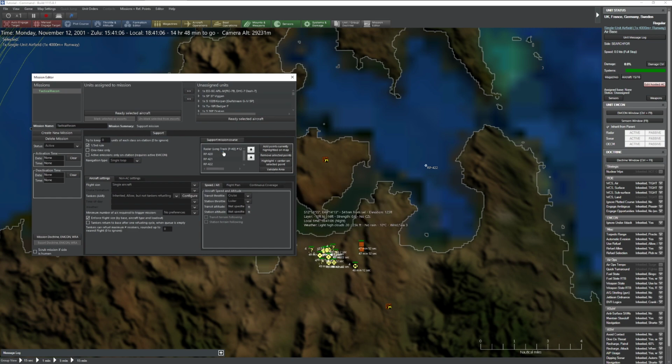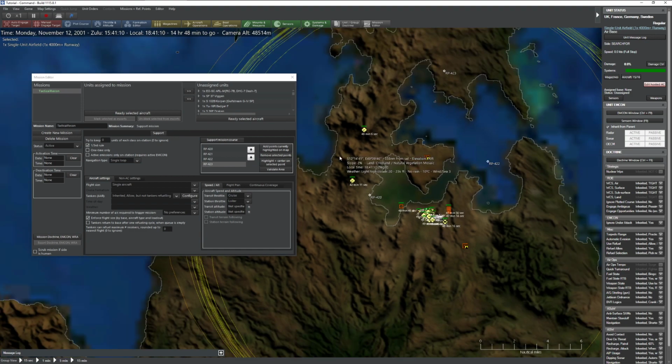Now that I've done that, oh, I got to remove this. I don't need that. Now that I've done that, it's going to follow this path like this when it arrives on station. And you can also, of course, say that it's a one-time only mission, so it automatically ends after it's completed.